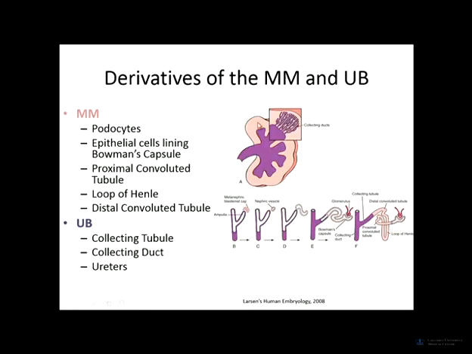So from the mesenchyme, we have these proximal structures, the podocytes, the cells lining Bowman's capsule, proximal convoluted tube, the loop of Henle and the distal convoluted tube. And then the ureteric bud basically comprises this branched collecting system, which is this small connection here, the collecting tubule, and all of the collecting ducts. The ureters, too.